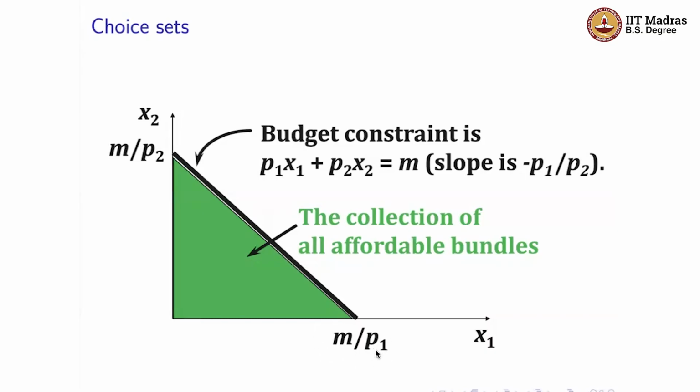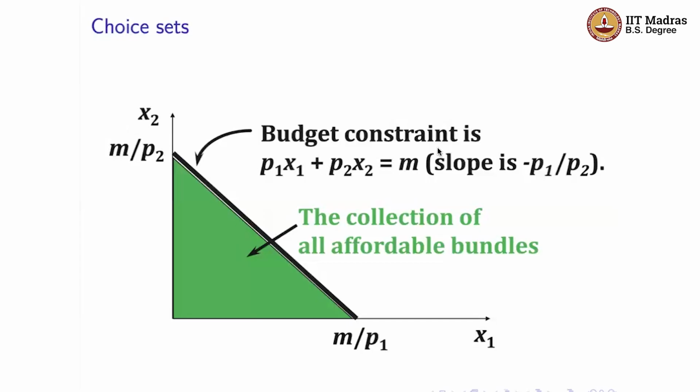The intercept M by P1, for example, says what if the consumer decided to purchase only good one and no amount of good two. In that case, X2 equals 0, so the whole income M is spent on X1, and the maximum amount of X1 that could be purchased is M by P1. Similarly, we interpret M by P2 as the case where no amount of commodity one is purchased and only commodity two is purchased. So the total income M is spent on commodity two, and the maximum amount of commodity two that could be purchased is M by P2.